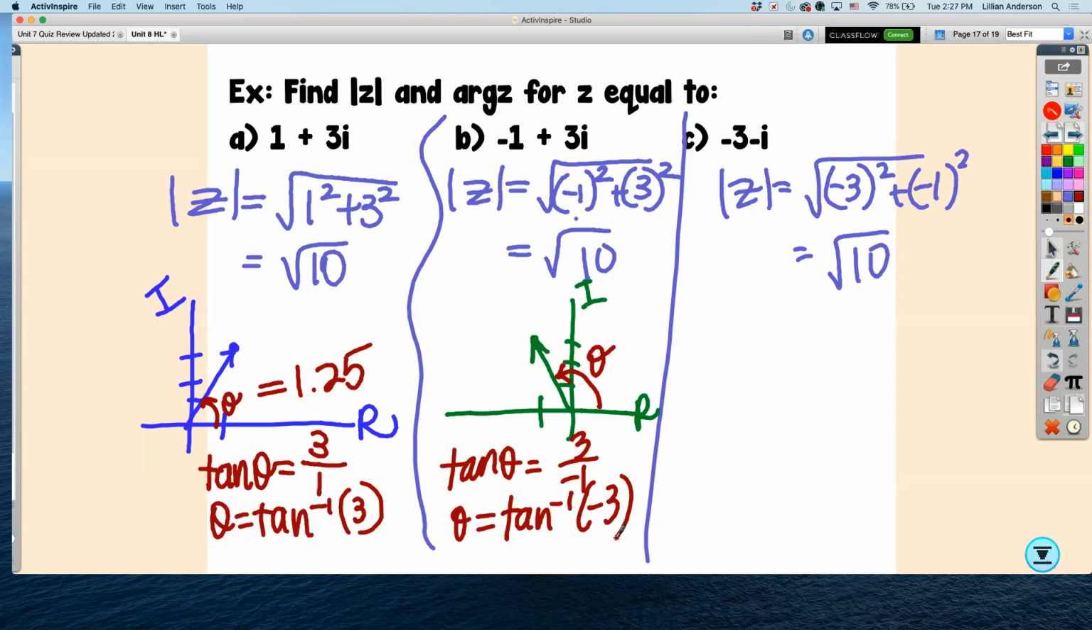-1.25? Okay, that doesn't make sense because it's supposed to be in the second quadrant. Remember, for theta, I'm bounded in between negative pi and positive pi. And it should be in the second quadrant. So how do I get this actual angle here? What do you think I'm gonna have to do?